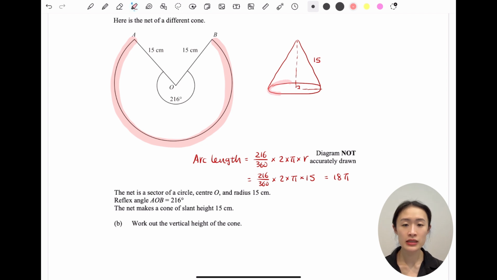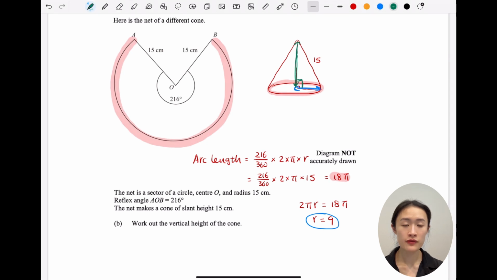Now by looking at the base of the cone, we know the circumference is 18 pi. We know to work it out, we need to do 2 pi r. So that tells us the radius of the base is going to be 9. So now we need to work out the vertical height.